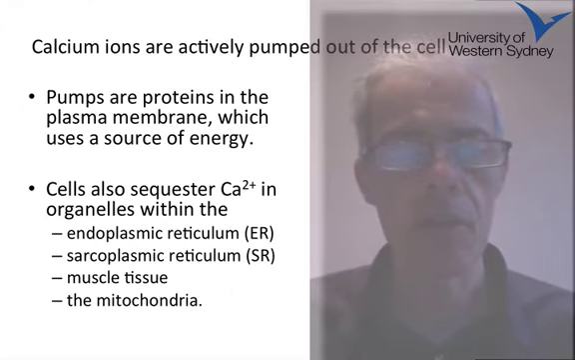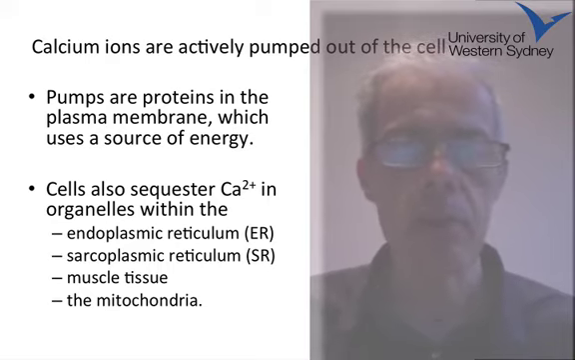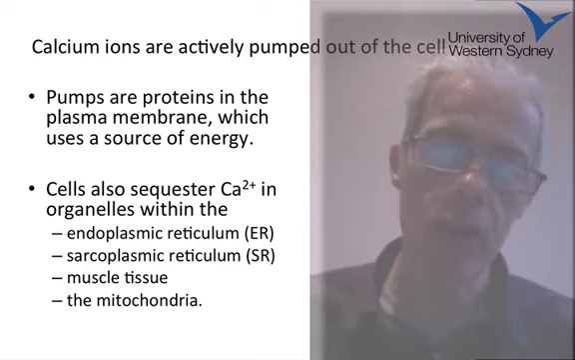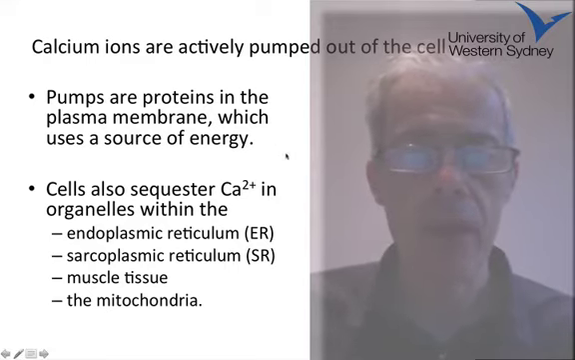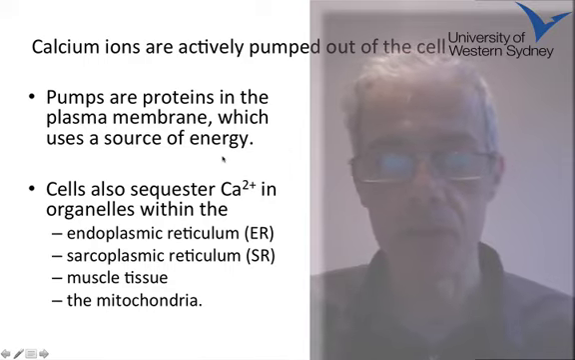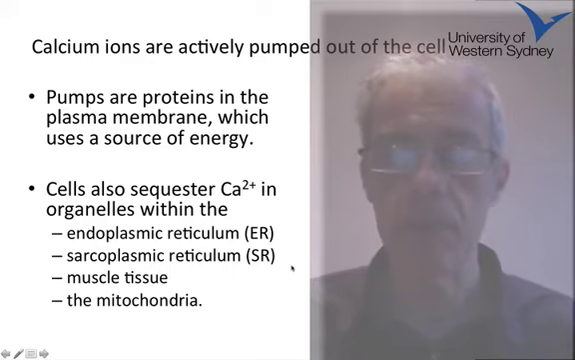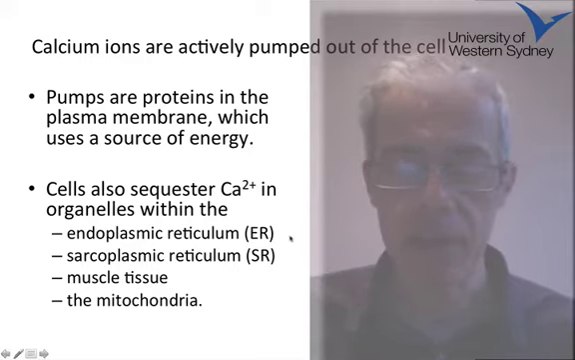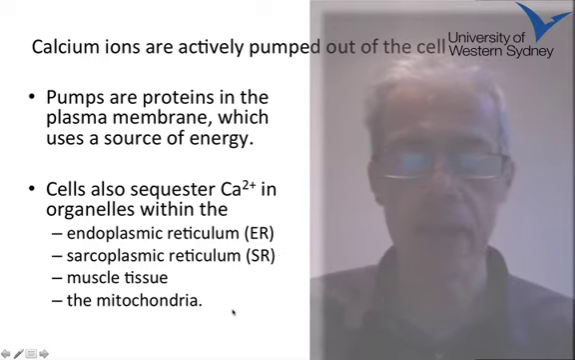So calcium ions within the cell can be controlled in two ways. Firstly, they can be pumped out of the cell, and secondly, they can be sequestered within an organelle within the cell. On the plasma membrane, there are calcium pumps which consume energy, and also within the organelles there are some pumps that consume energy and some that don't. Now, cells can sequester calcium in the endoplasmic reticulum, the sarcoplasmic reticulum in muscle tissue, and the mitochondria.